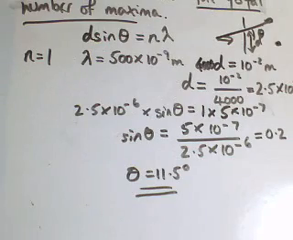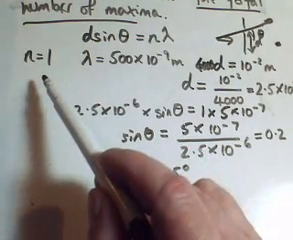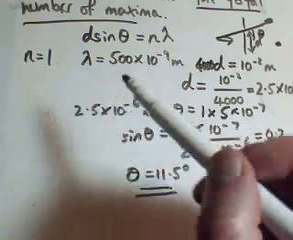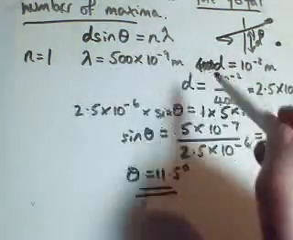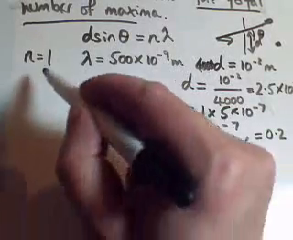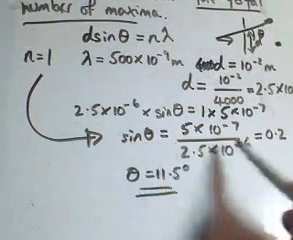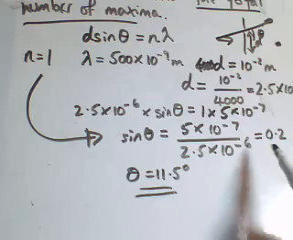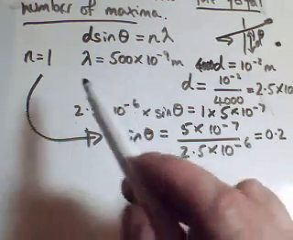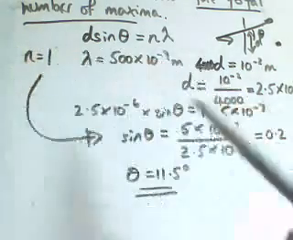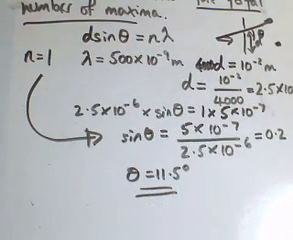That is to do with what I can get n up to. So I can get a first order fringe, and it turns out to be at this angle, because when I put n equals 1 into the formula, I get sine theta equals 0.2. Okay, and so I get a value for sine theta.